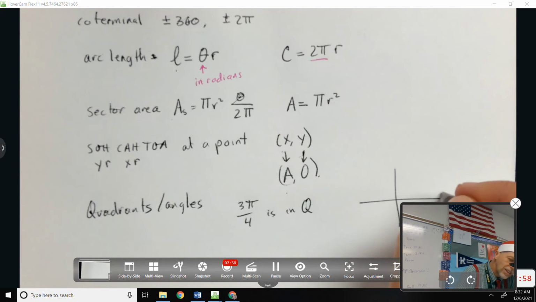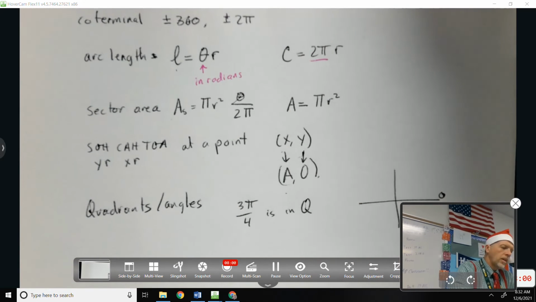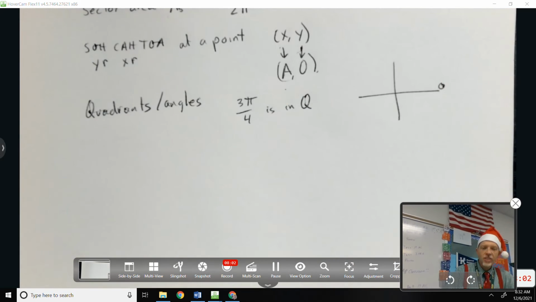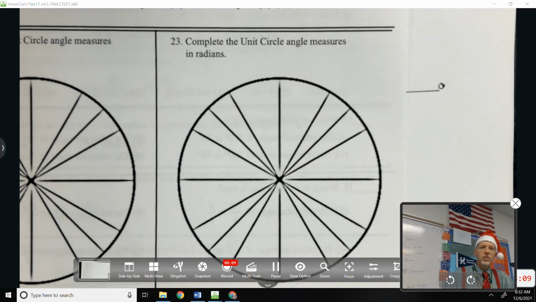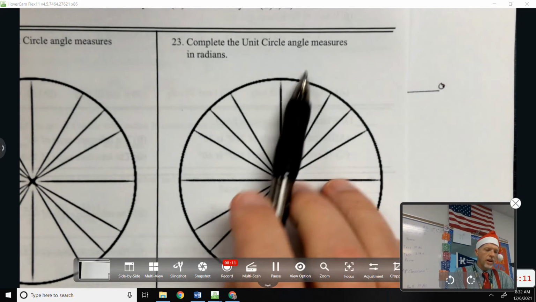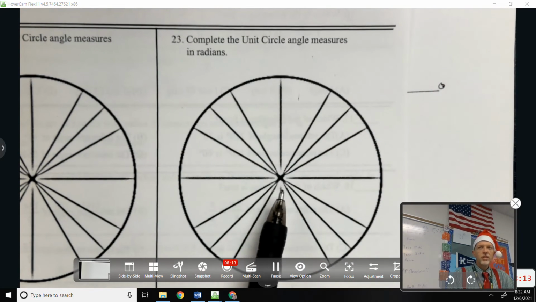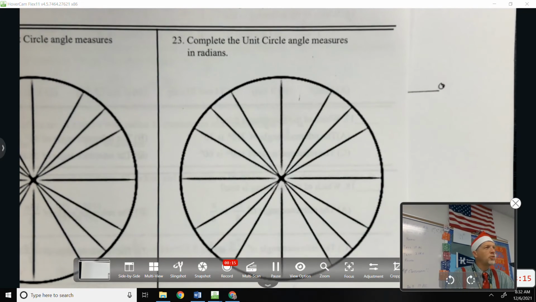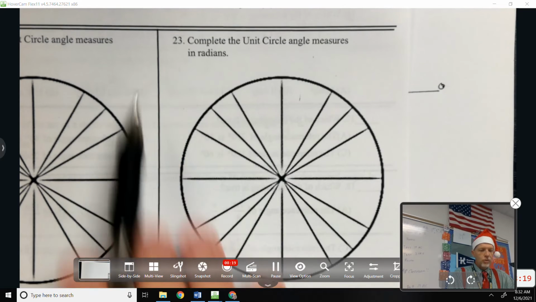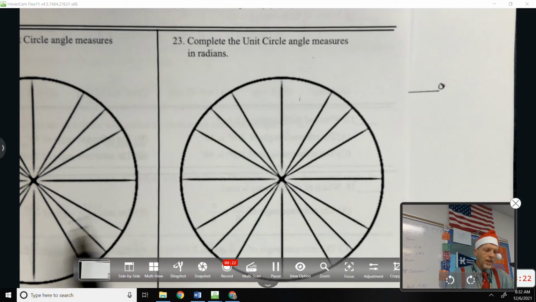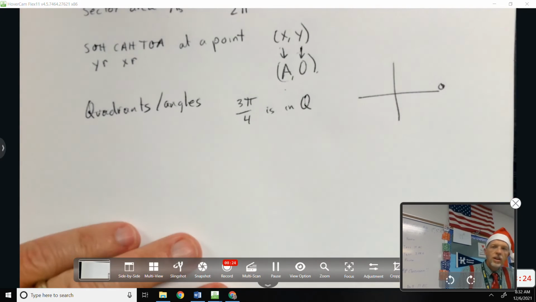I would strongly suggest there's a picture on the test. I'll just show you the question. I'm not giving anything away here. Complete the unit circle angle measures in radians with just a blank unit circle. This is actually the test I'm showing you right now. So I would jump to 23 and work this problem. Then you could answer a bunch of these questions. And remember how we did this?